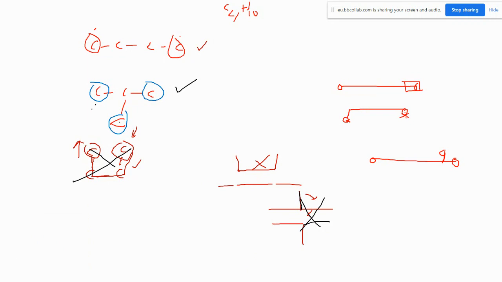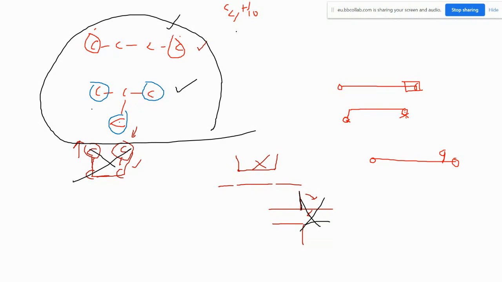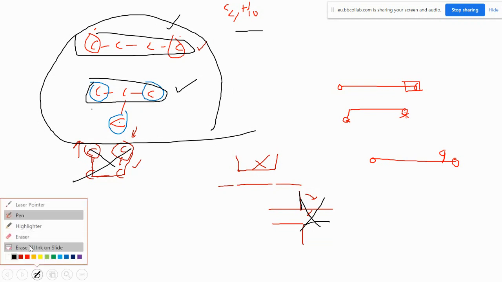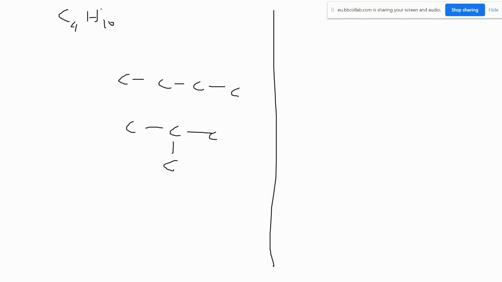I cannot move this branch to here because it will be the same structure like this. So there are only 2 possibilities for C4H10: one is the straight chain, one is the one-branch. Now I will make it again a little bit easier for you. C4H10. This is my first structure, and this is my second structure. That's it, 2. I cannot make more. Now, hydrogen you can do by yourself: 3, 2, 2, 3 here, 3, 3, 3, and 1 here.